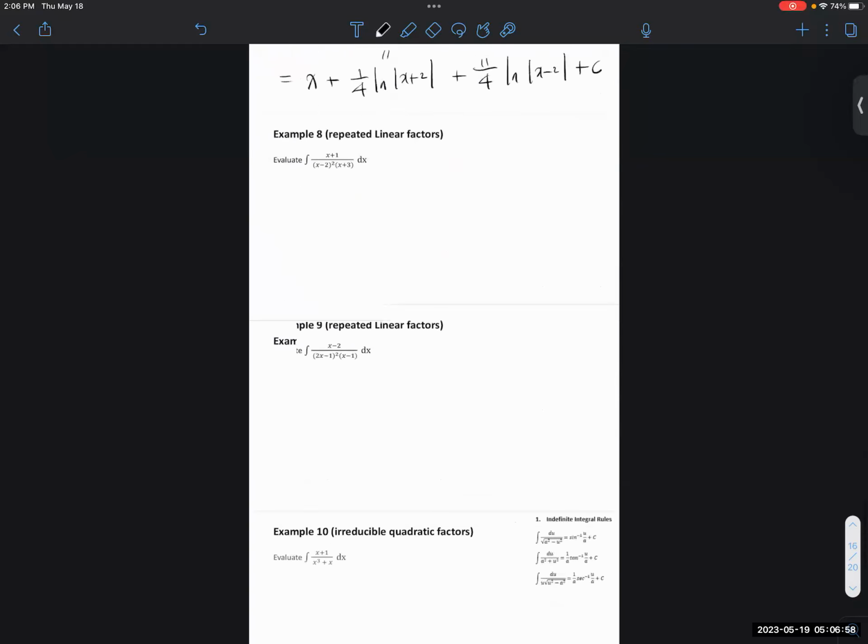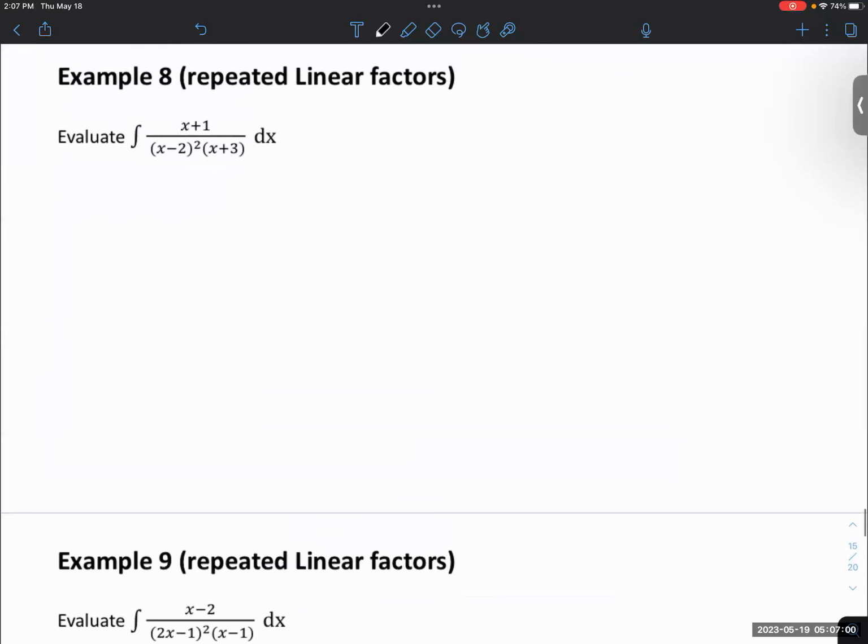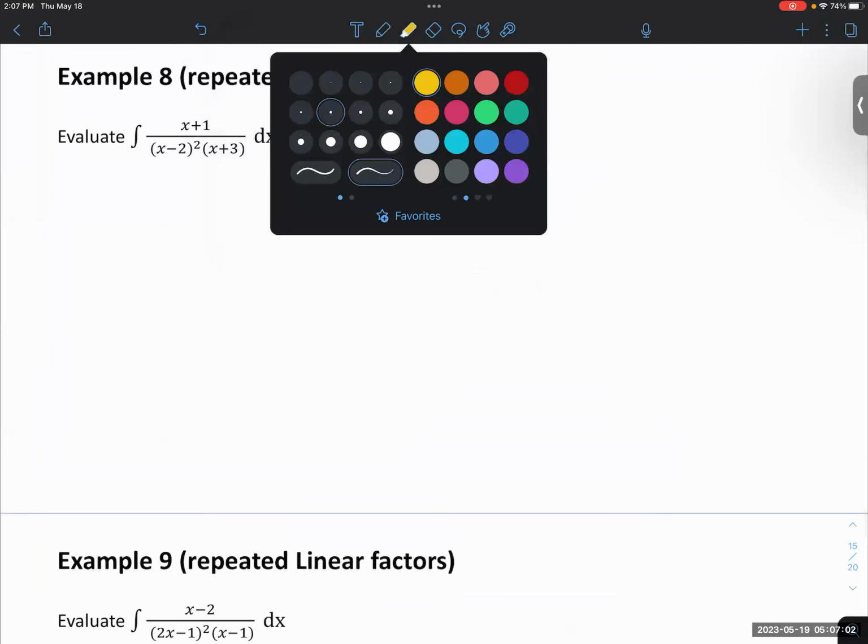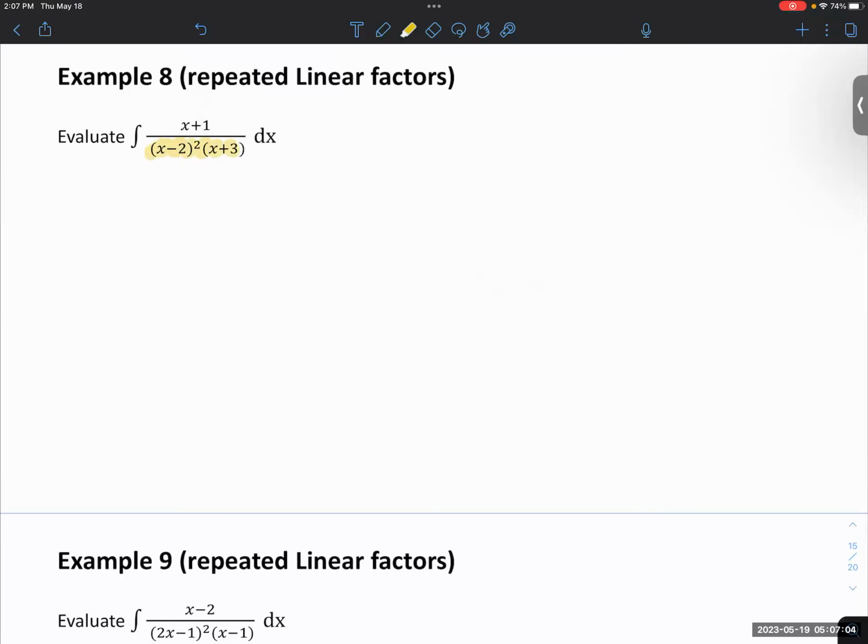Okay, all right, here we go. So look at that denominator. x minus 2, everything is already factored. x minus 2 is repeated, x plus 3 is not repeated. So we have repeated linear factors. So these are all your denominator.